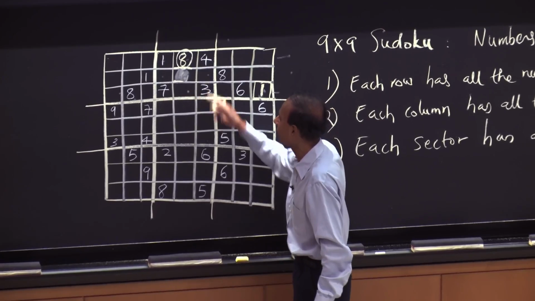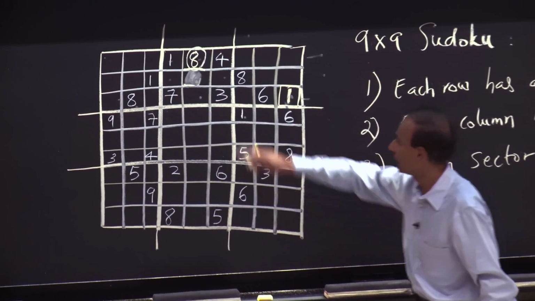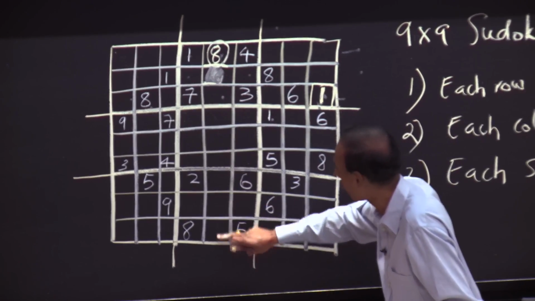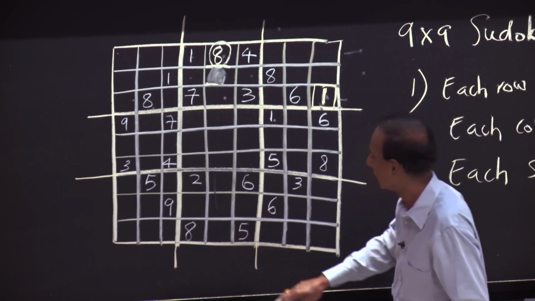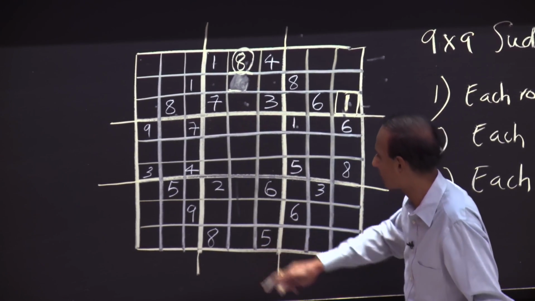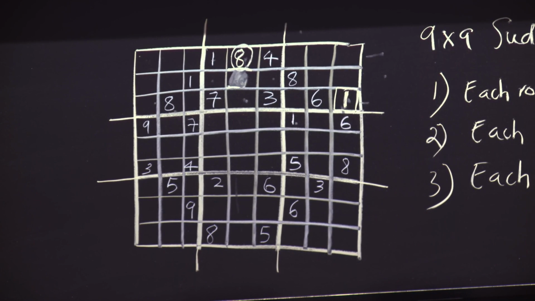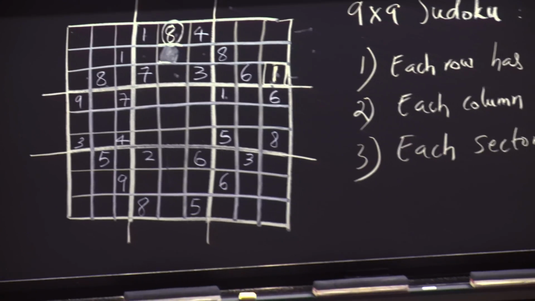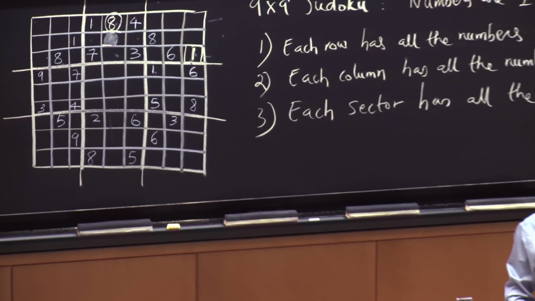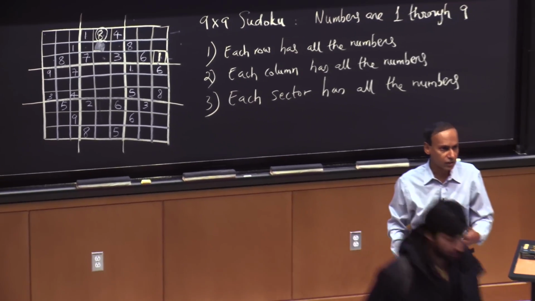And so now obviously there's only 4 left here. And the fact that there's an 8 here implies that all of these can't have an 8 in them. These 7 locations underneath can't have an 8 in them, right? Because of the constraints.